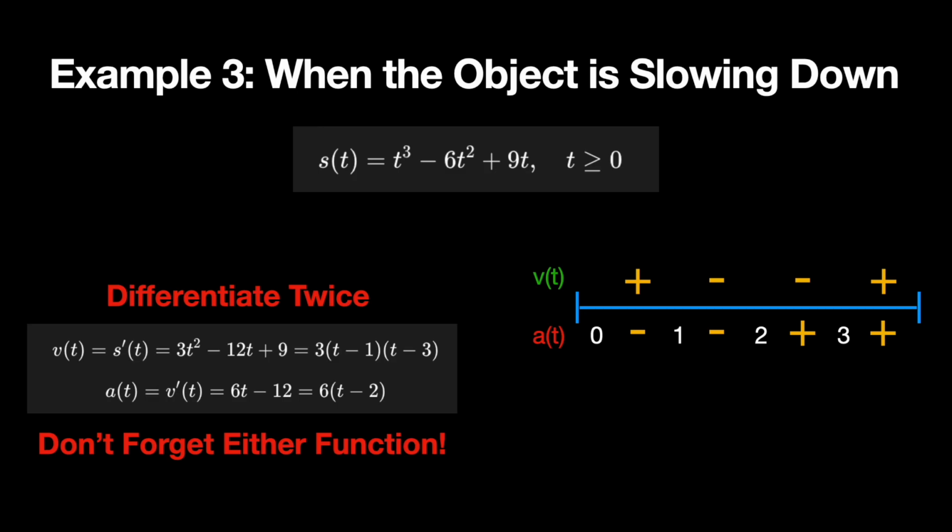And then for t greater than 3, we know that they're speeding up because velocity and acceleration are the same sign. Because of this, we know that the object is slowing down from 0 to 1 and 2 to 3.